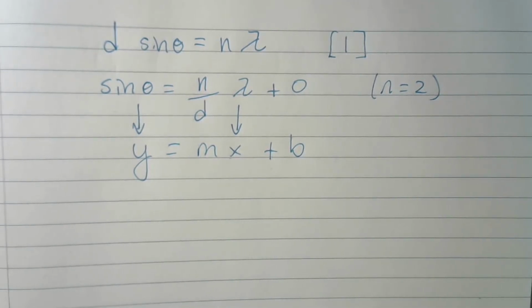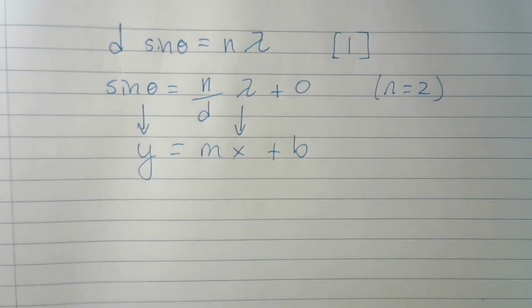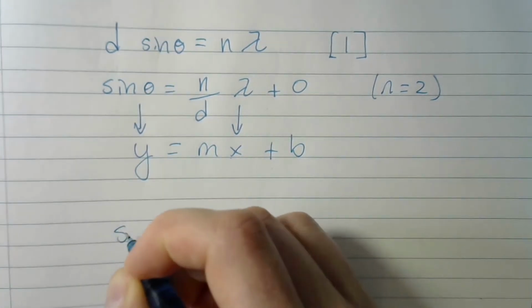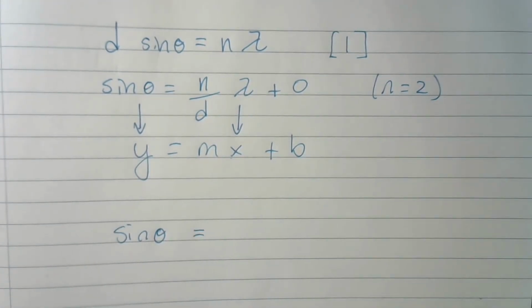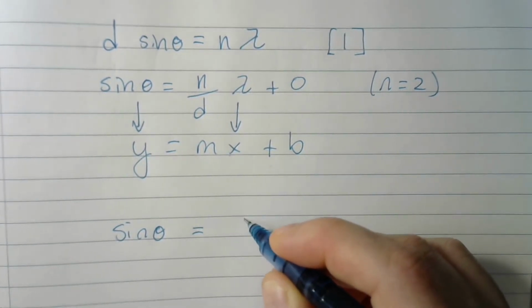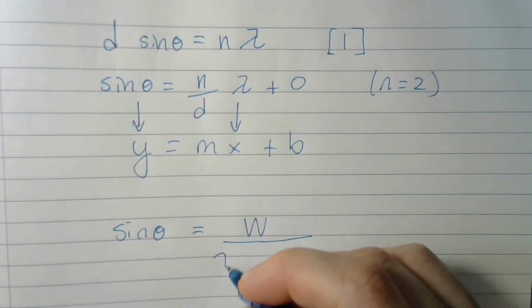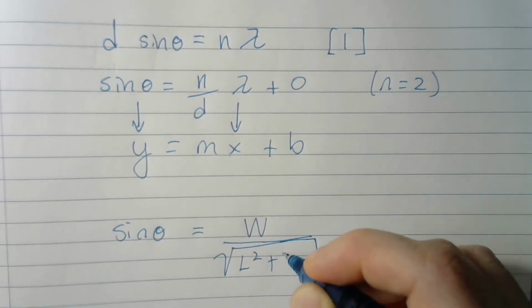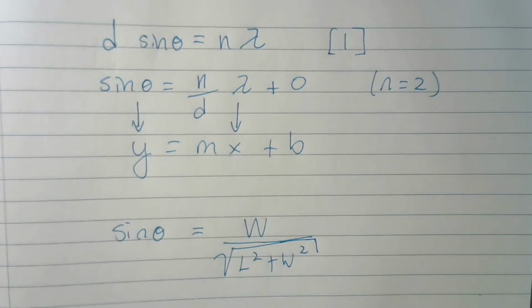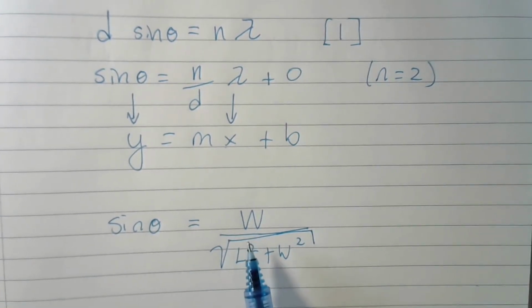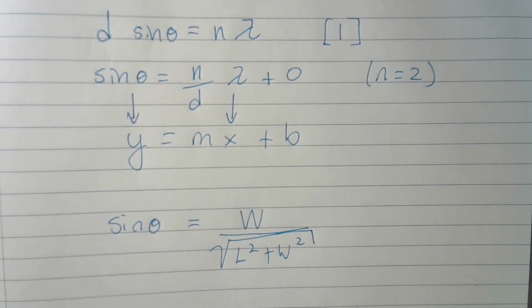Now, with our measurements, we're not actually able to measure sine theta or theta directly, but we can use trigonometry and the geometry of our setup to get a second equation for sine theta. So using equation number 2, we have sine theta is equal to W divided by the square root of L squared plus W squared. So using your measured values for W and for L, so W being the measurement from the central image to your second order maximum, and L being the distance from the lens to the grating.